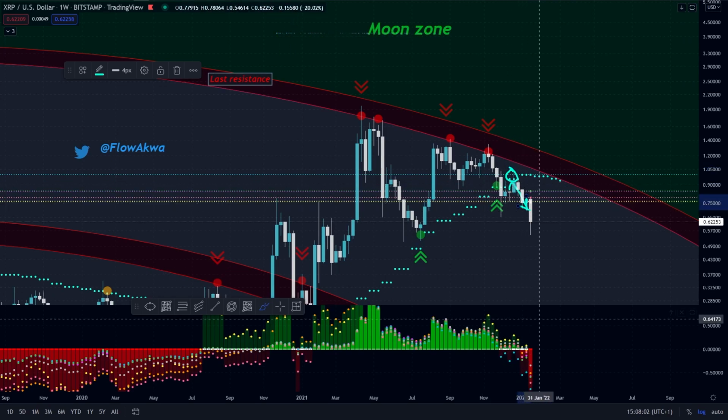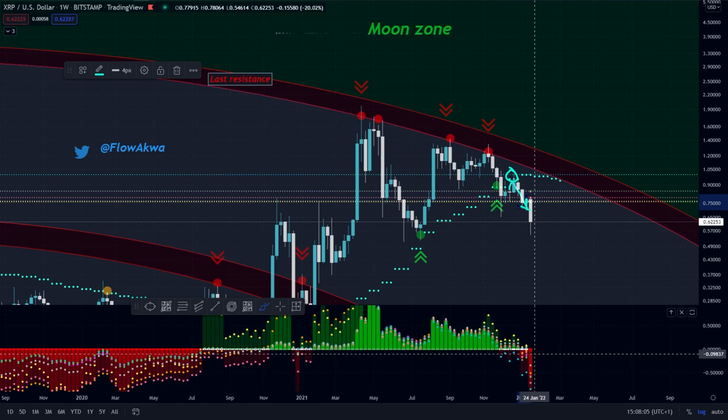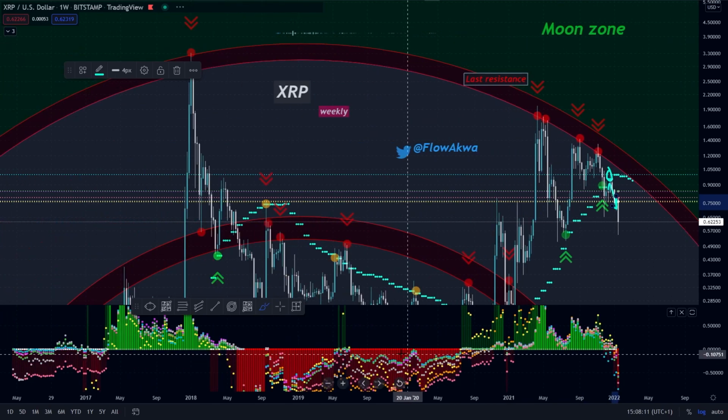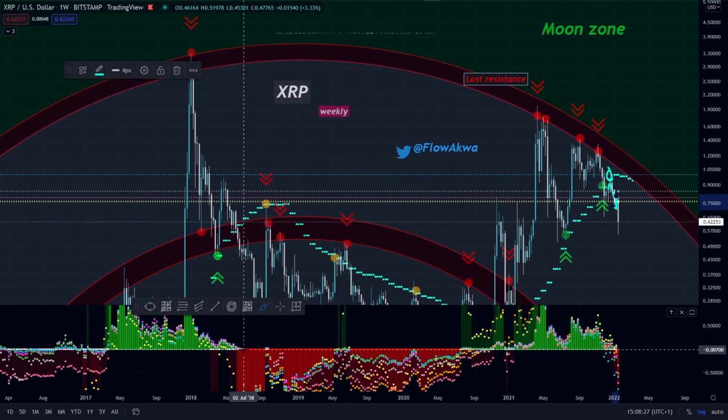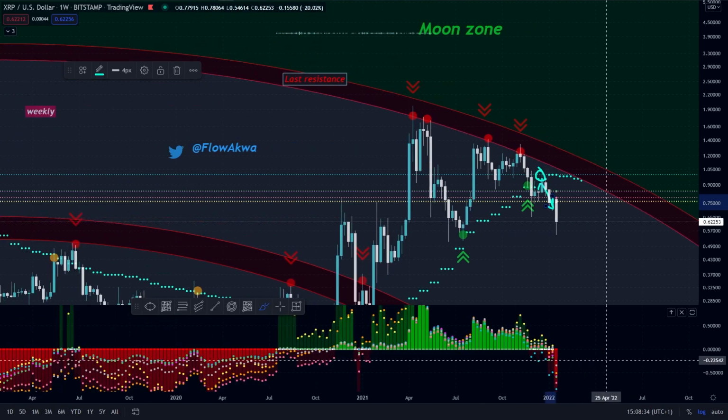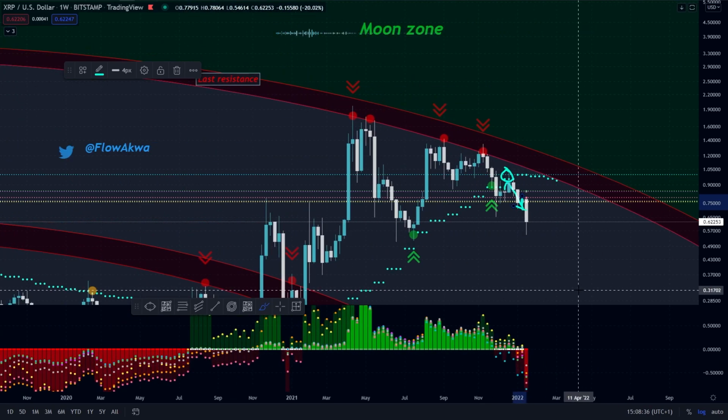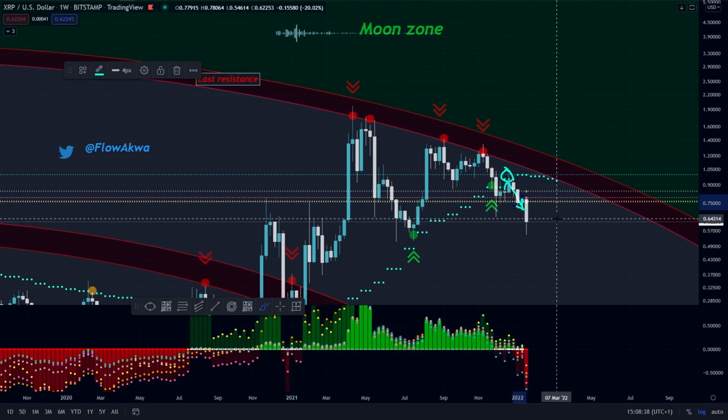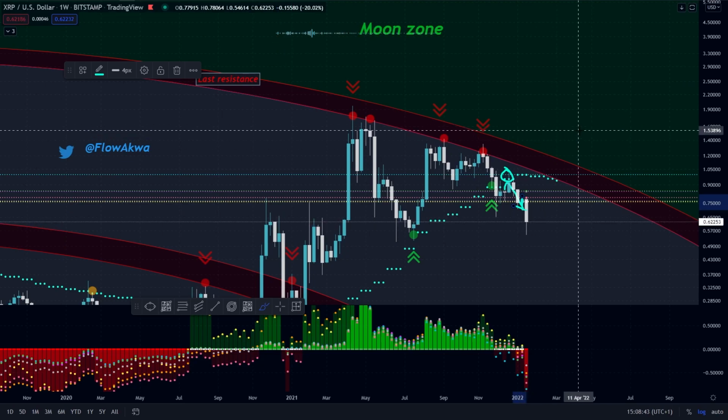In addition, as you see now, the middle line, the zero line of this indicator is red. And we know that in the past, when it turned red, we were in a bear market. That's why this chart is pretty bearish. I'm not going to lie, I hope that we will be able to bounce off from this level.